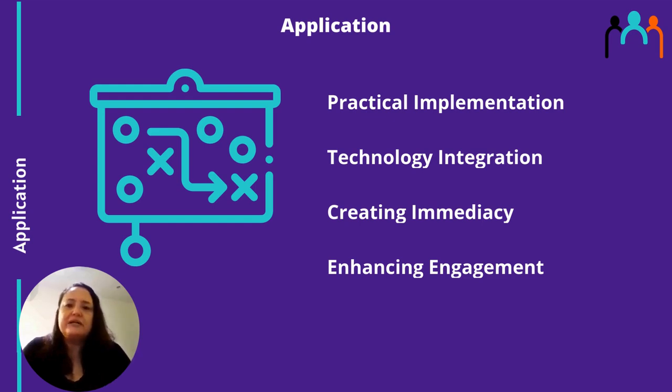We also want to look at creating immediacy. We want to strengthen the communication process by using personalized and timely feedback. We want to mimic that in-person immediacy that students feel within the classroom. And then we also want to enhance engagement. How can we apply social presence strategies to help motivate students to actively participate and collaborate within an online learning environment? These four strategies really work well and help us apply social presence to our online classrooms.